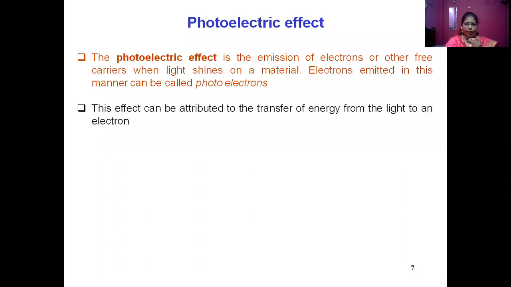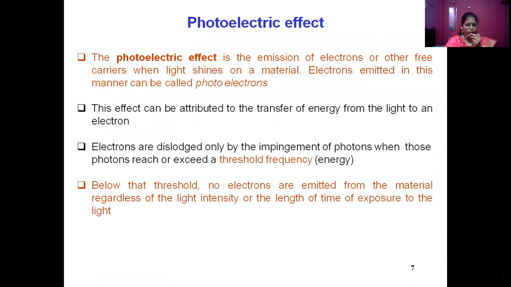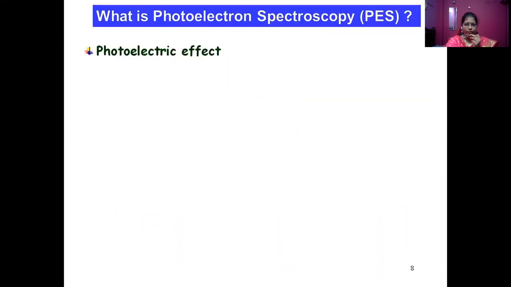This effect can be attributed to the transfer of energy from the light to an electron. The electrons are dislodged only by the impingement of photons when those photons reach or exceed a threshold frequency or energy. Below that threshold, no electrons are emitted from the material regardless of the light intensity or the length of time of exposure to the light.